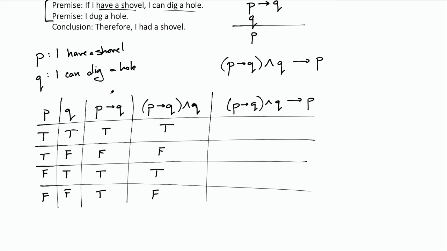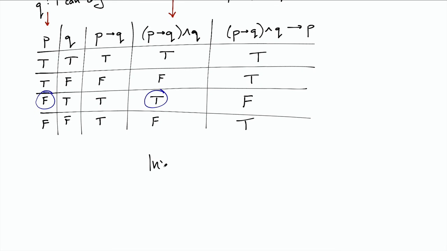Okay, then I want the implication from P implies Q and Q implies P. That's what I'm looking at. Now again, this is an implication. It's only false if I have true implies false. That happens right here. True implies false, which means it's false right here. The others are all true, but in this column there's a false. It's not a tautology. This statement is not always true. This statement was the argument. Since the argument is not always true, it is an invalid argument.